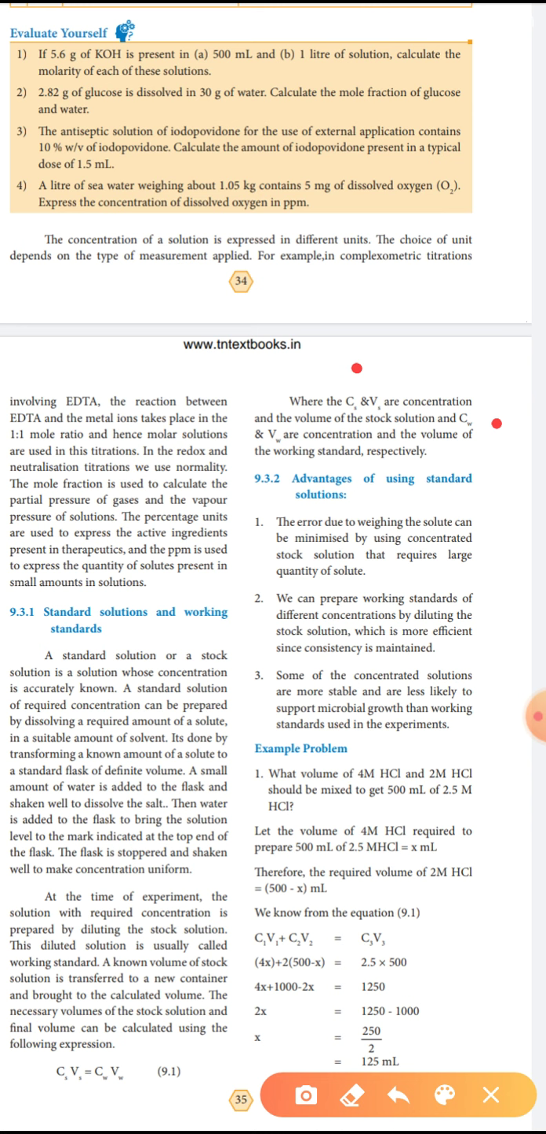Some concentrated solutions are more stable and less likely to support microbial growth than the working standard used in the experiment. So concentrated solutions are more stable, but the working standard is more likely to support microbial growth.